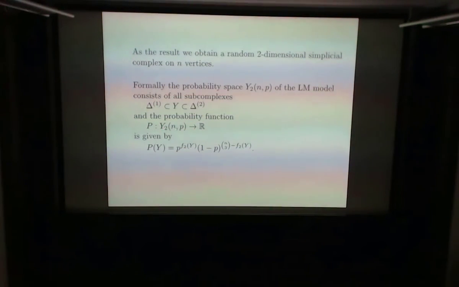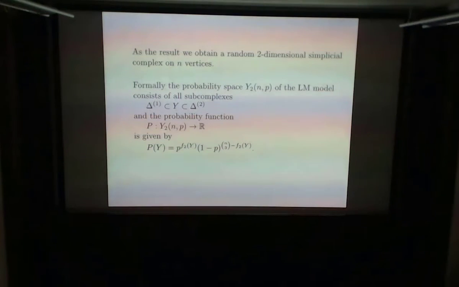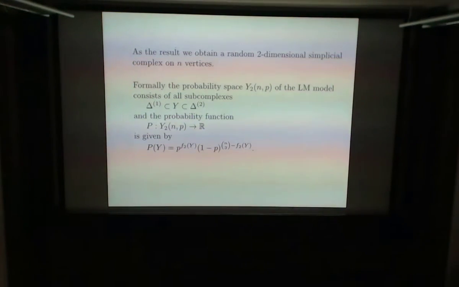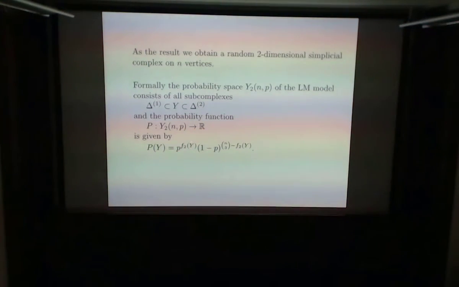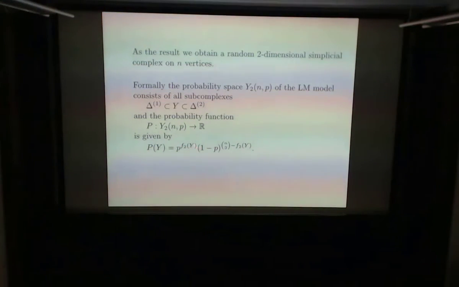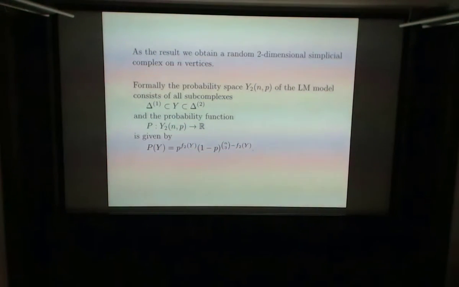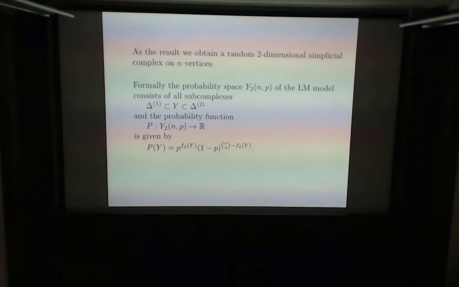And the probability function is given by this formula, which is very similar to the formula which we had before in the Erdős-Rényi model. So here f2 of y is the number of triangles in y, and this is the difference, the number of triangles which are not included into y.